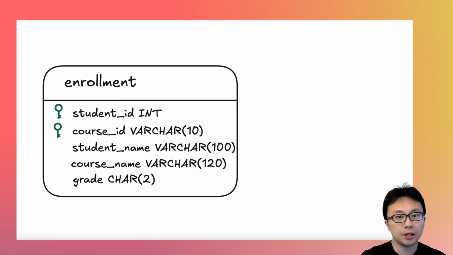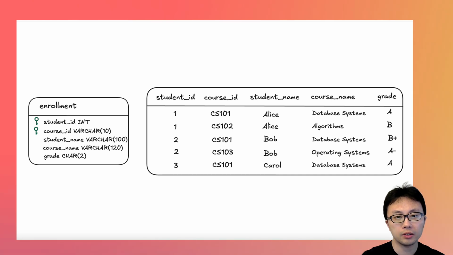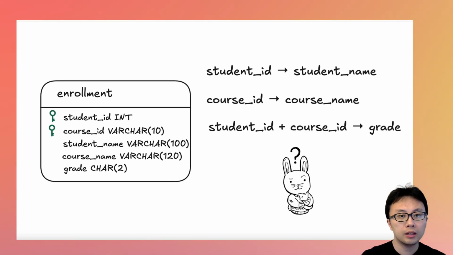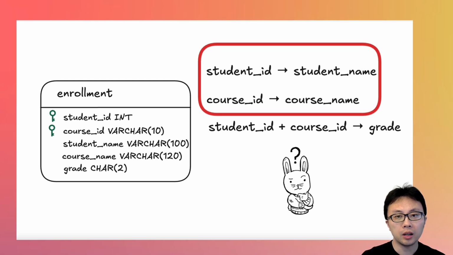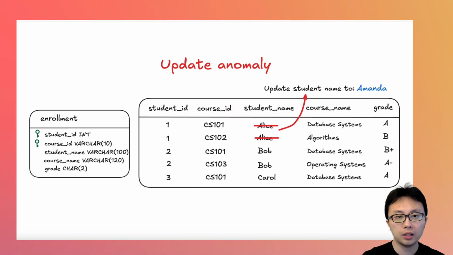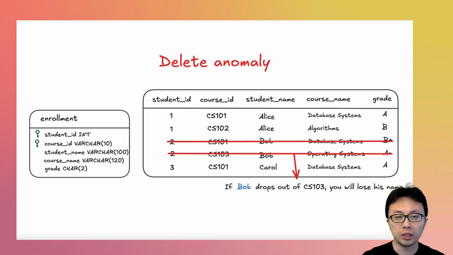Your table looks fine. It has a primary key. Each column has a data type. And each cell has a single value. But something still feels off. Some columns only depend on a part of the primary key. This issue will lead to all kinds of insert anomaly, update anomaly, and delete anomaly.